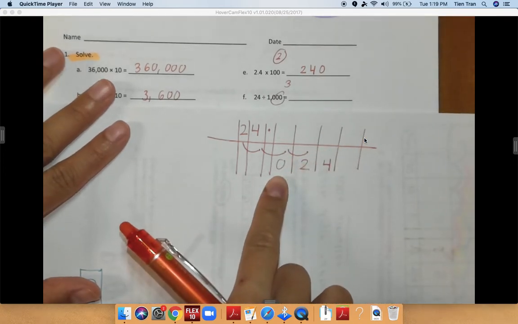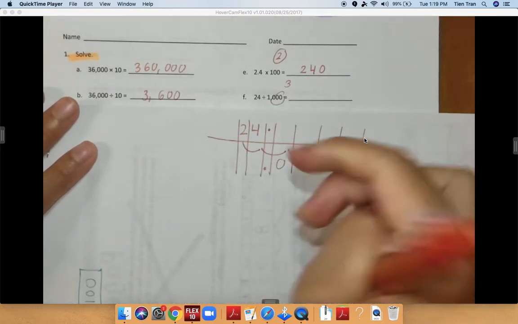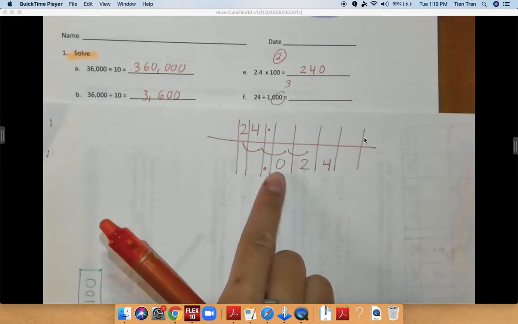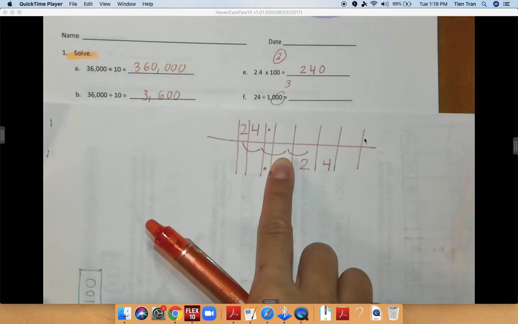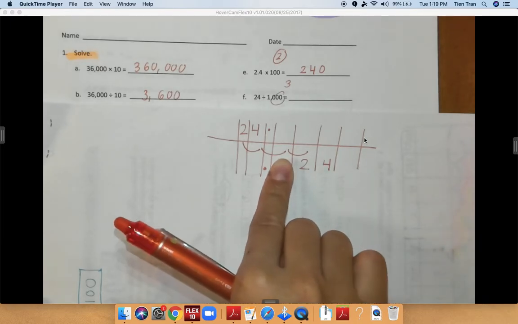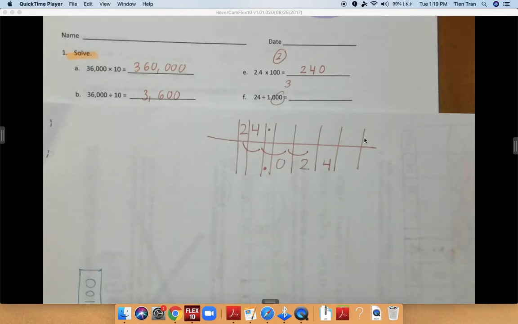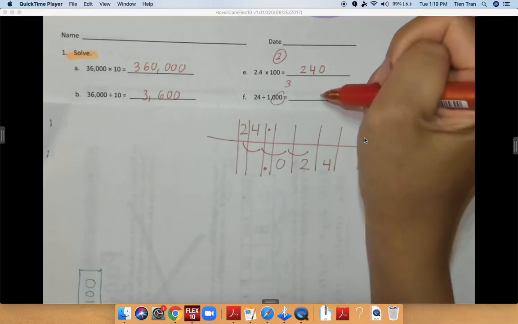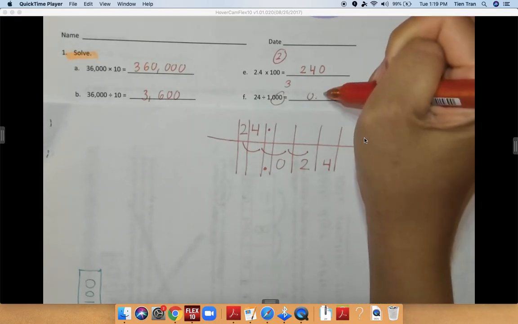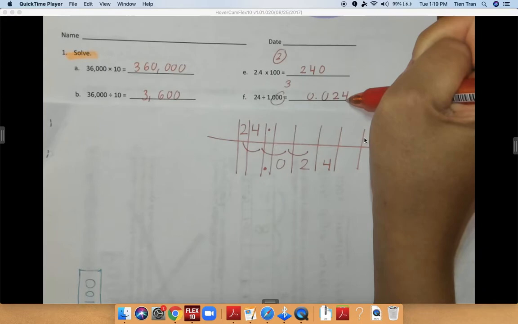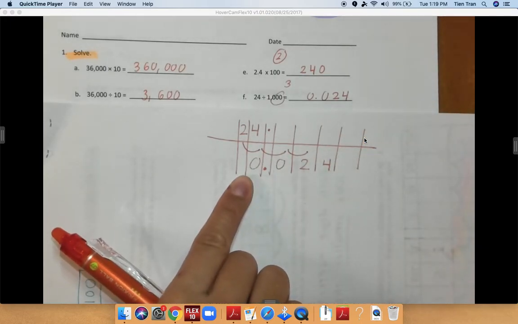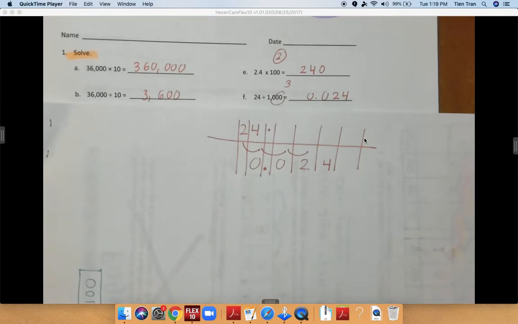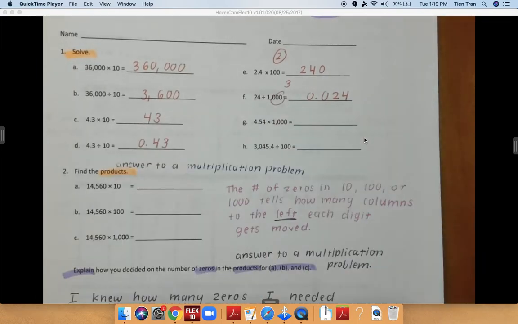You always want to put a 0 if your number doesn't reach the decimal point. The reason being is if you don't have that 0, it's going to be a whole different number. It's not going to read 24,000s. It's going to read 2,400s, which is incorrect. So you want to make sure you put a 0 right here. So we have 0.024. You don't have to put this 0 here, but sometimes when you're solving a problem, you'll see that 0 there as well. So I'm going to make sure I do both so you guys can see that.